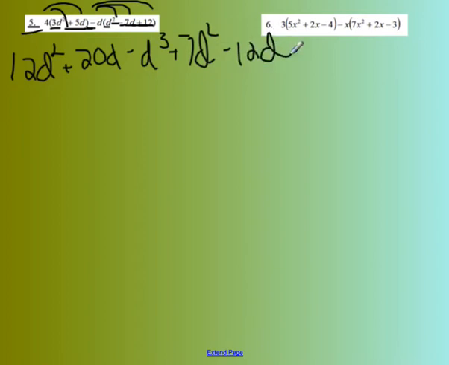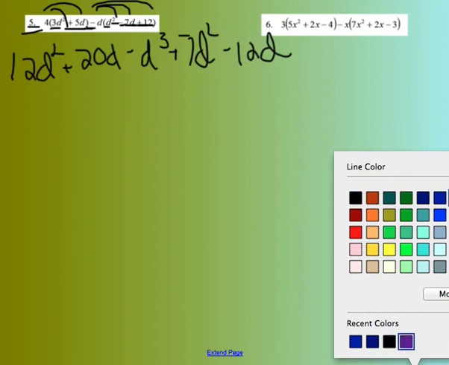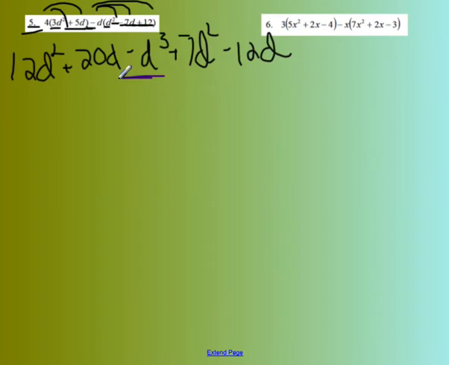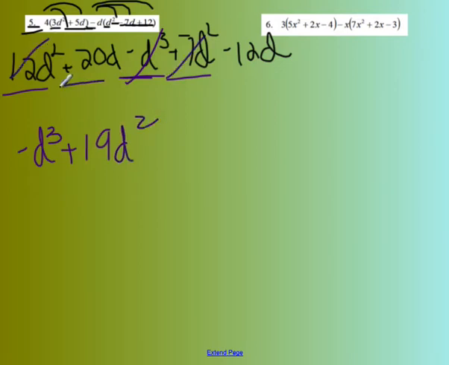So now we need to combine like terms. That's kind of like we did on our first note sheet and our fourth note sheet. So I see that my highest exponent is d cubed. So I'm going to write negative d cubed out first. So once I've taken care of that, now I'm going to look at my d squared. So I have 12d squared plus 7d squared, and that's going to give me 19d squared. And then I have 20d minus 12d, and that's going to give me a positive 8d for that one. Okay, so that right there is your final answer.